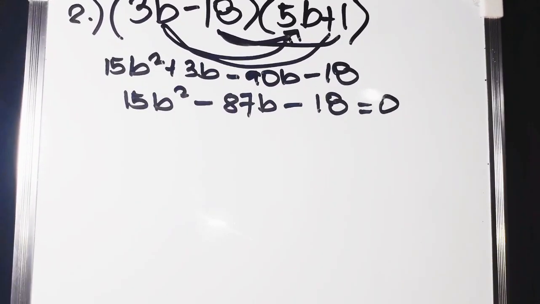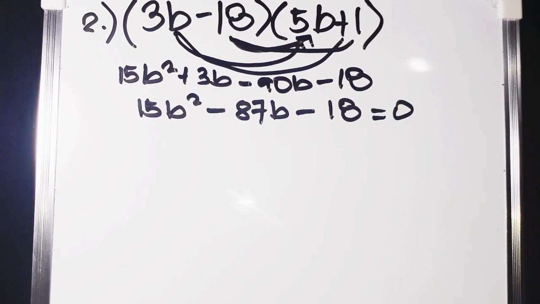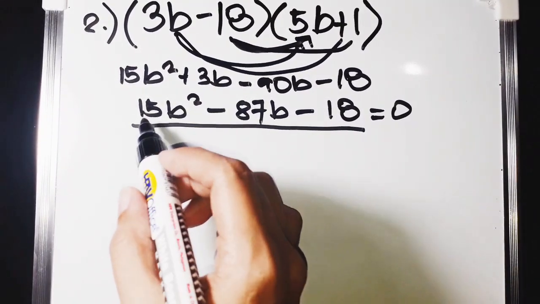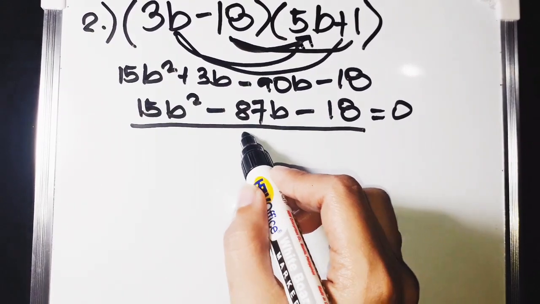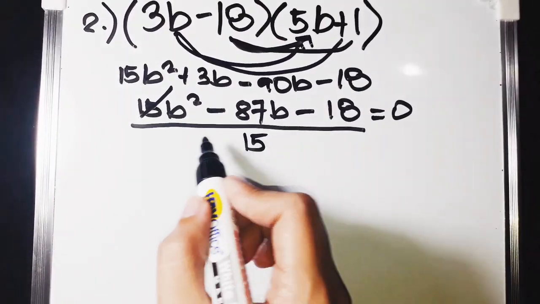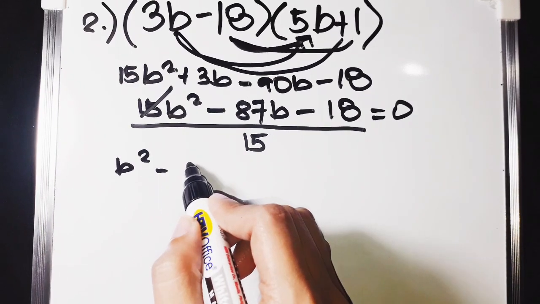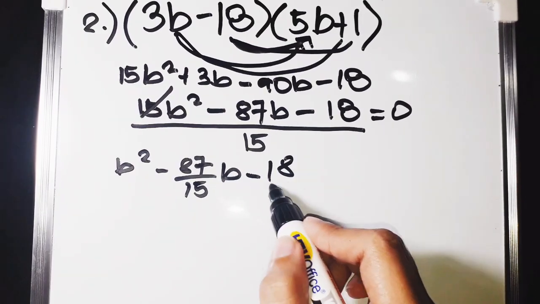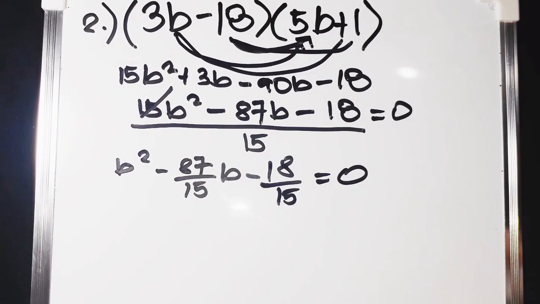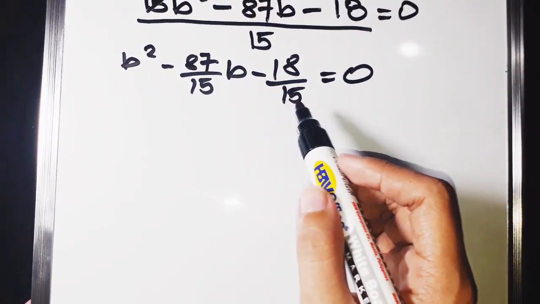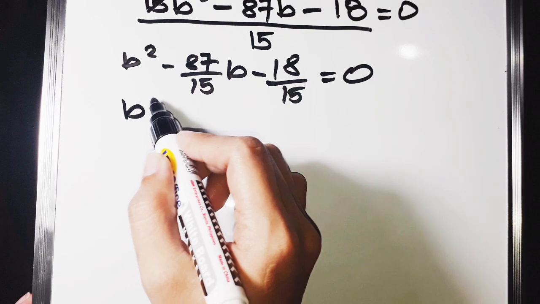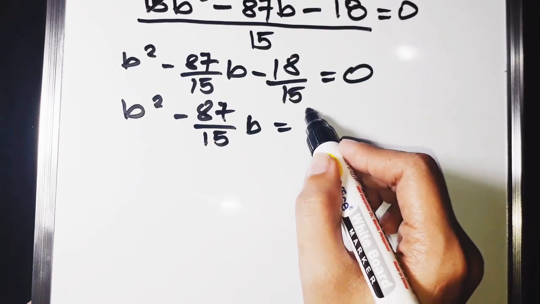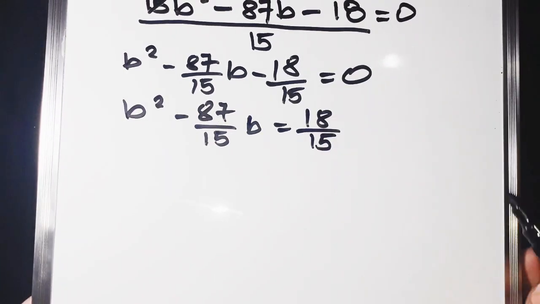Then, what should we do next? Divide the whole equation by whatever value is in the first term. So that's 15. Cancel out. So what is left is b squared minus 87 over 15b minus 18 over 15 is equal to 0. Then the next step is to transfer negative 18 over 15 to the other side of the equation. B squared minus 87 over 15b is equal to 18 over 15.